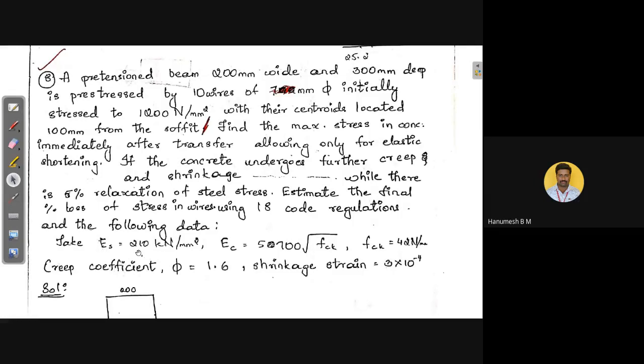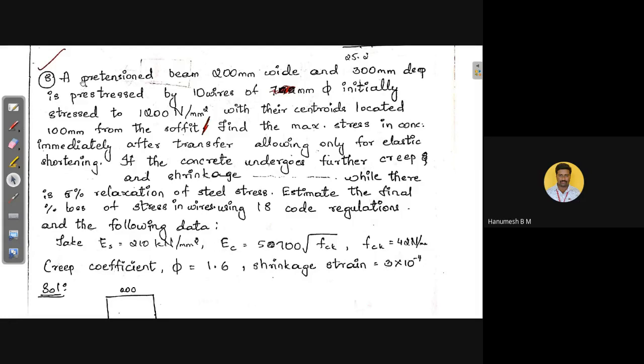Take Young's modulus of steel as 210 kilonewton per millimeter square. Young's modulus of concrete is equal to 5700 root FCK, where FCK is 42 Newton per mm square. Creep coefficient phi is equal to 1.6. Shrinkage strain is equal to 3 into 10 raised to minus 4. So this is the given problem.